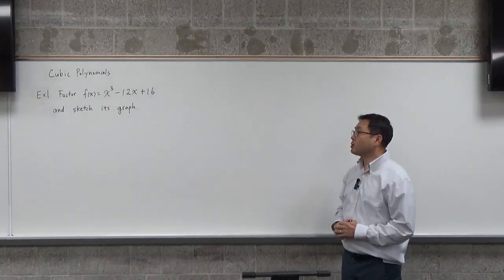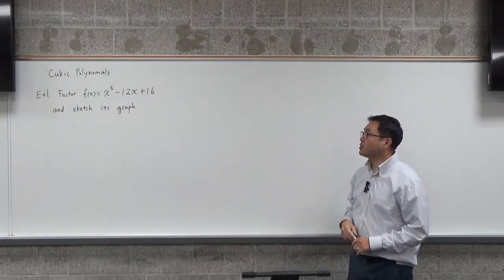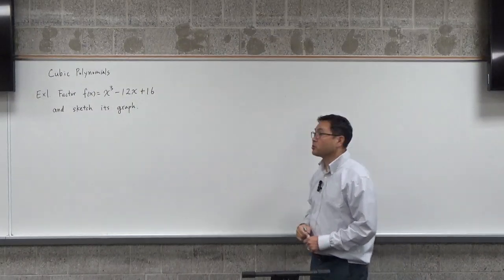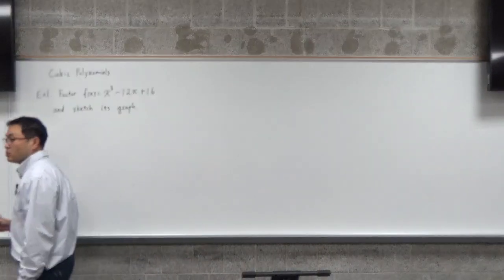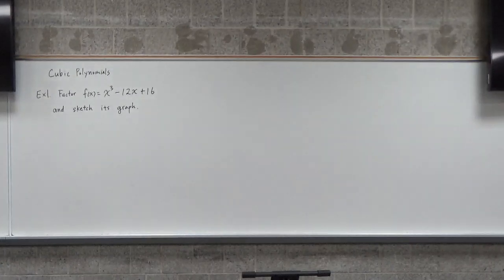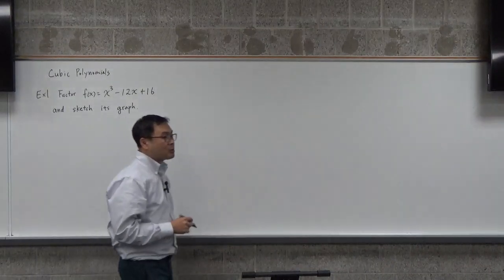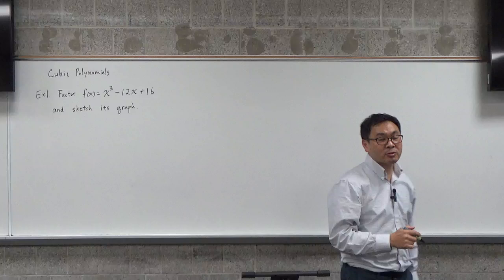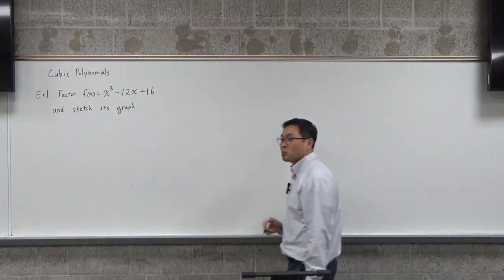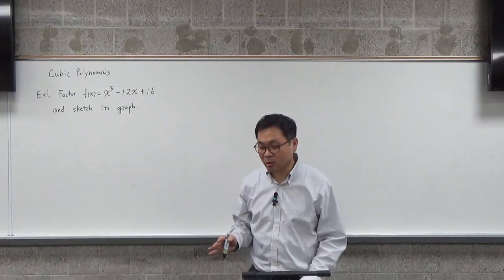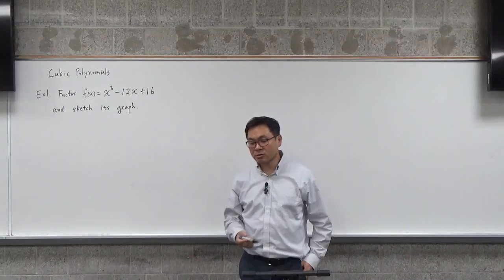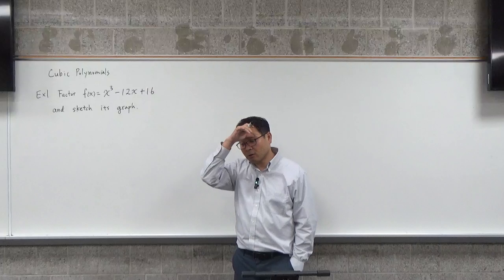Here we have a function f of x, x cubed minus 12x plus 16. You're to factor this and sketch the graph. The problem is that we've never learned how to factor a cubic polynomial. We only learned how to factor a quadratic polynomial. However, the savior here is the factor theorem.